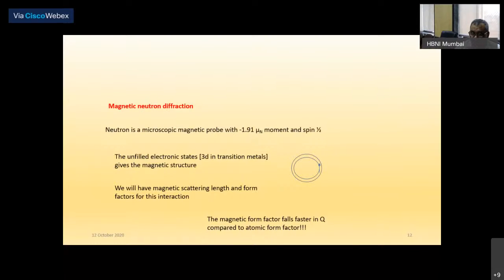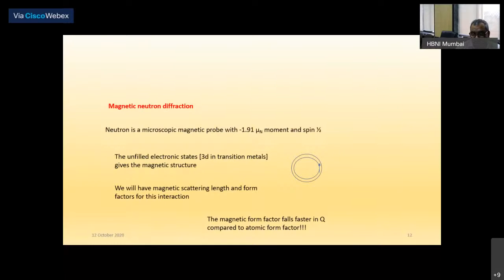We must remember that neutrons have another interaction, which I have been avoiding so far to tell you. This will be taken up in more detail, but let me just tell you that the neutron has a magnetic moment of 1.91 nuclear magneton and is a spin half particle. This is a tiny magnet. And all these magnetic materials have unfilled shells, which give the magnetic properties, because these unfilled electron orbitals give more magnetic moment to the lattice sites. So these unfilled shells can interact with this neutron.